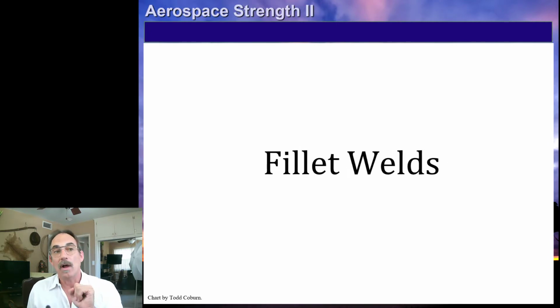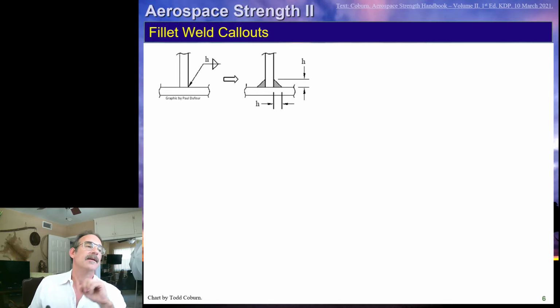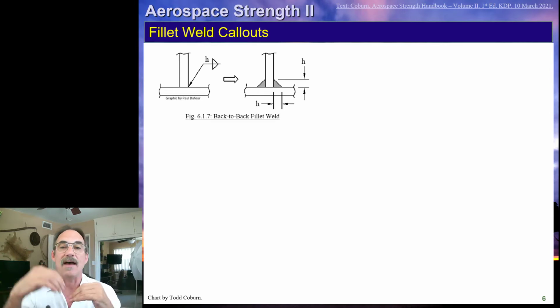Now, if we get fillet welds, it's a little more complicated. Before we go further, let's look a little further to make sure we can understand those fillet weld symbols. Okay? We can see here, we have two plates. We have a horizontal plate and a vertical plate, and our weld symbol says we have back-to-back fillet welds.